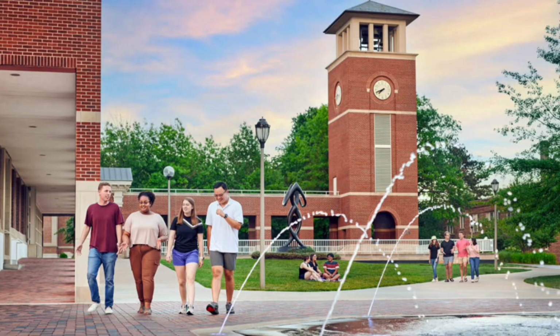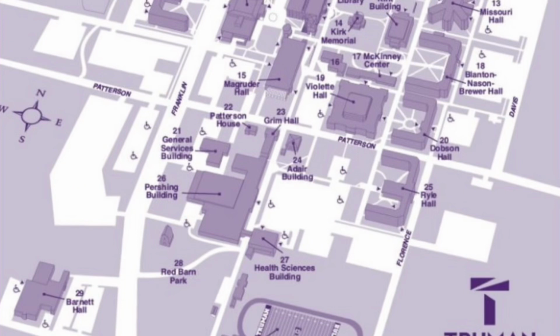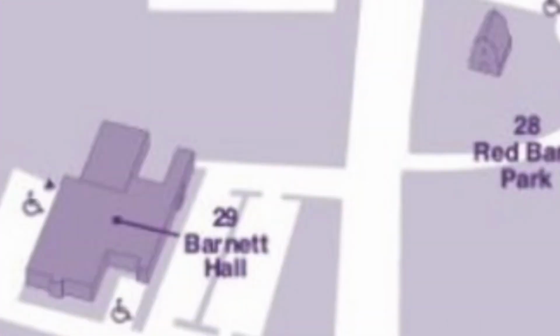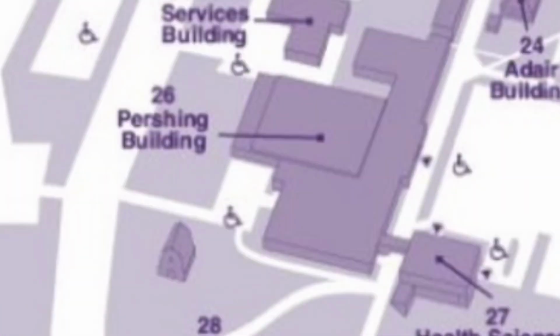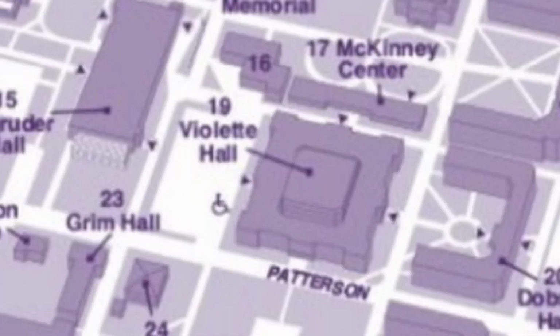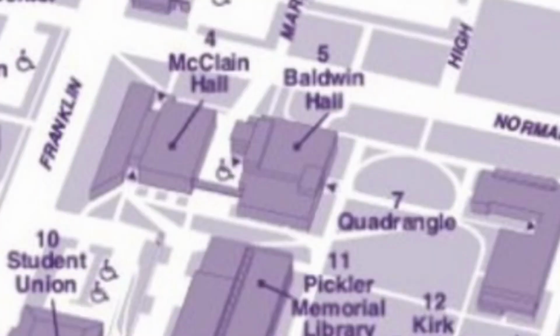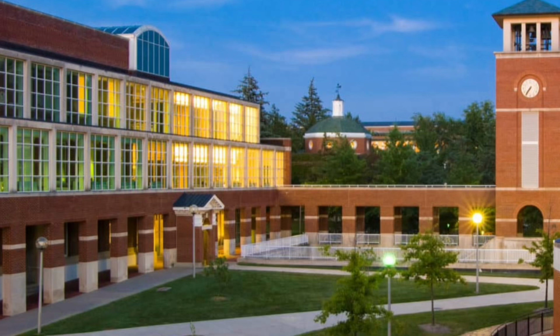Truman's campus might be a little difficult to understand if you're new here. There are 8 academic buildings, and the names of all 8 of them are Barnett Hall, Health Science Building, Pershing Hall, Magruder Hall, Violet Hall, Ophelia Parish, Baldwin Hall, and McLean Hall. Each of these buildings you could be attending classes in, and a professor may have an office there.